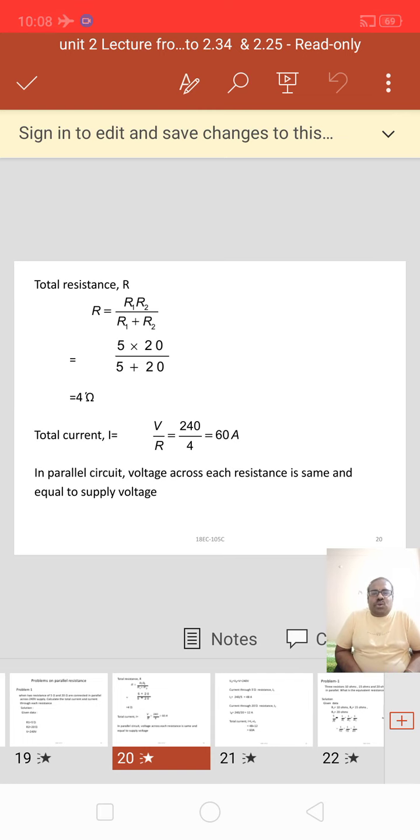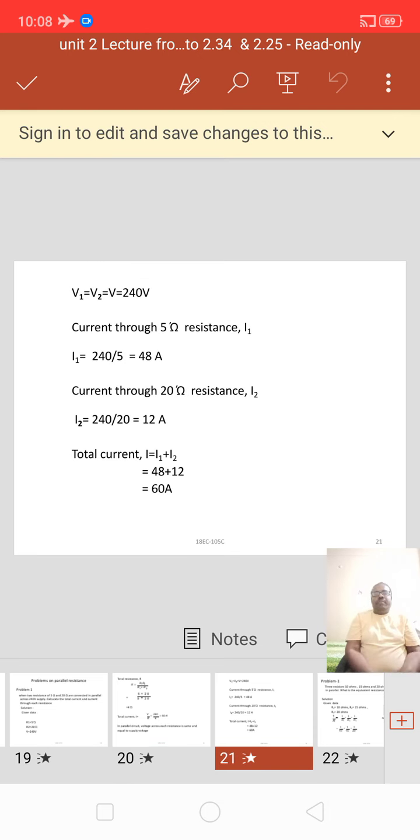In a parallel circuit, voltage across each resistance is the same and equal to supply voltage. So we have no problem. That is V1 equal to V2 equal to V equal to 240 volts. So current through 5 ohm resistance I1 equal to 240 by 5, that equal to 48 amperes, and for the other resistance the current is I2 equal to 240 by 20, that equal to 12 amperes. The total current I equal to I1 plus I2, that equal to 48 plus 12. So total current flowing in the circuit I equal to 60 amperes.